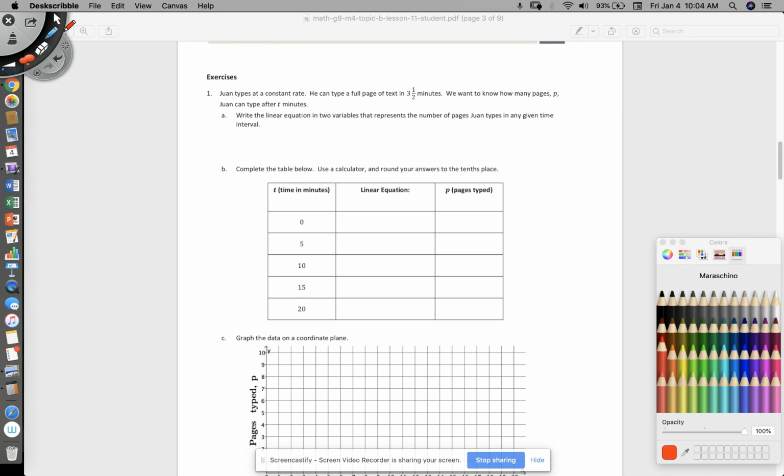Juan types at a constant rate. He can type a full page of text in 3.5 minutes. We want to know how many pages Juan can type in so many minutes. So we're going to write our linear equation. So I know he can type 1 full page. So we're going to use the number 1 for that to represent a full page in 3.5 minutes.